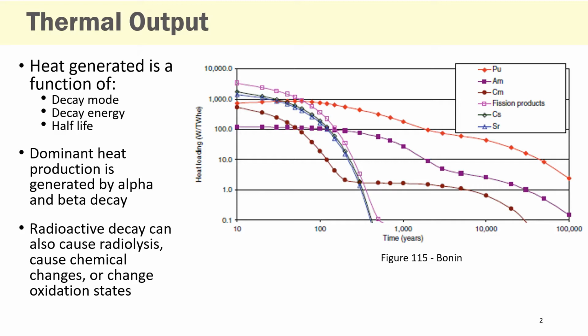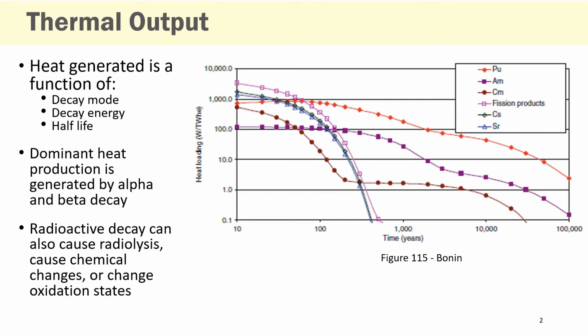The next property that we're going to talk about is thermal output. Radionuclides decay and generate heat via their decay mode, decay energy, and half-life. The dominant mode of heat production is alpha or beta decay, and not gamma or X-ray. If you think about this from an energy transfer standpoint, dumping 4 to 5 megaelectron volts in a short distance is going to generate a lot more heat than generating 1000 keV over the length of where a gamma will go.